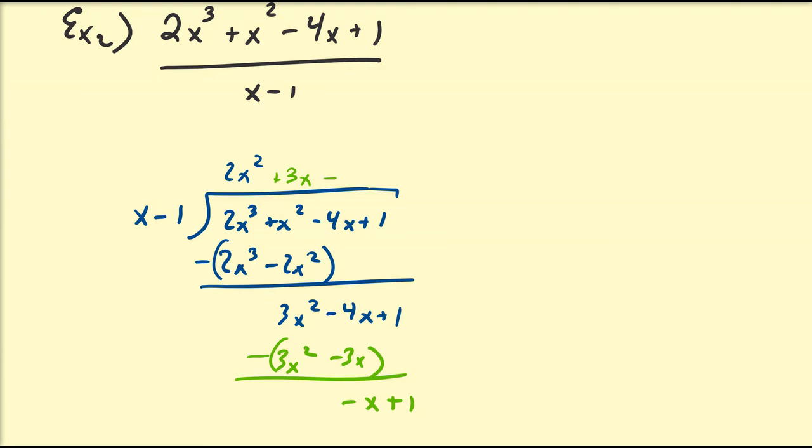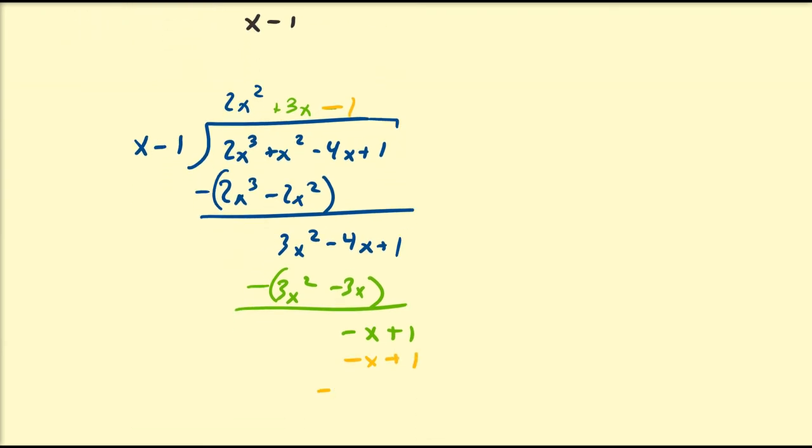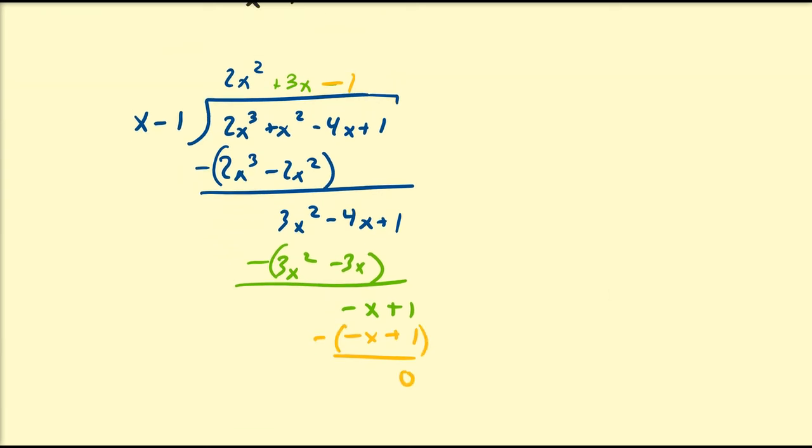Let's do that in another color. Minus 1. Minus 1 times x is minus x, and minus 1 times minus 1 is plus 1. So when we subtract, that's going to give us 0. So what does this mean? This means that 2x cubed plus x squared minus 4x plus 1 all over x minus 1 is equal to the quotient 2x squared plus 3x minus 1 plus a 0 remainder.